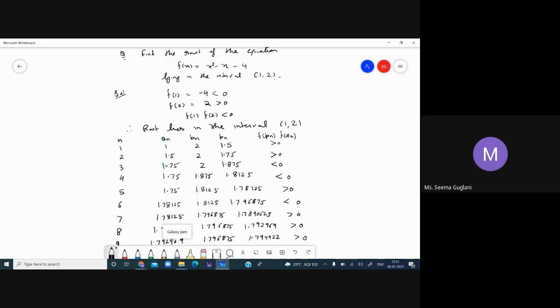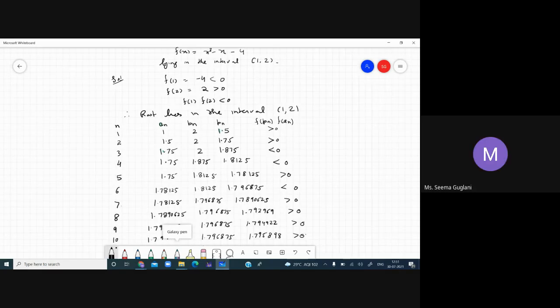Ma'am. Yes. Ma'am, in the 10th iteration, the last decimal value won't be 2, ma'am. Could you please repeat your question? I'm not able to hear that.